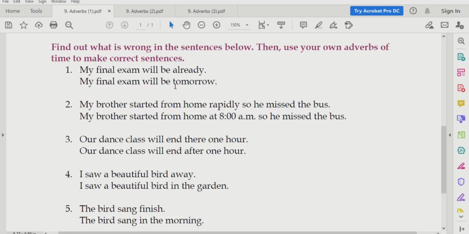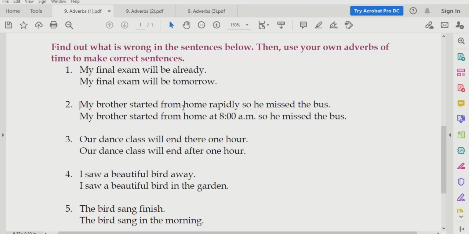My final exam will be tomorrow. Or you can also say day after tomorrow. You can also say next month, maybe next year, or you can also say next week or whatever. Just remember that it should be time.